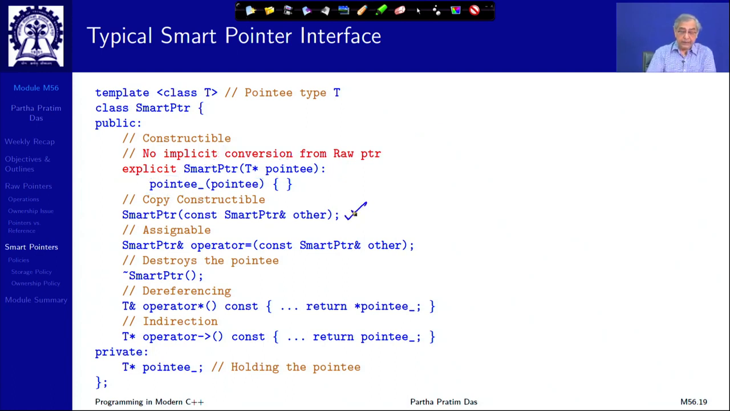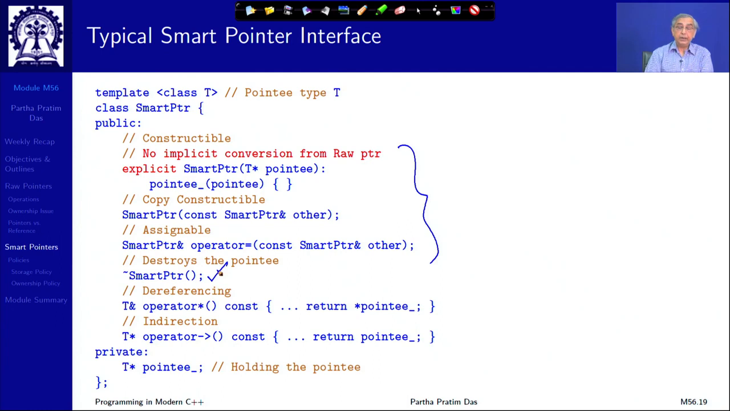Similarly, it should be possible to copy it by construction, construct it by copying. It should be possible to copy it by assignment, and when we do these kind of copy operations, we have to consider whether that copy is a deep copy or a shallow copy, and so on. So, this is the basic thing.